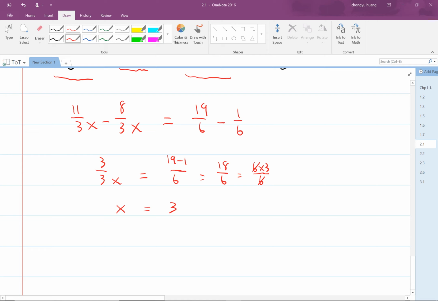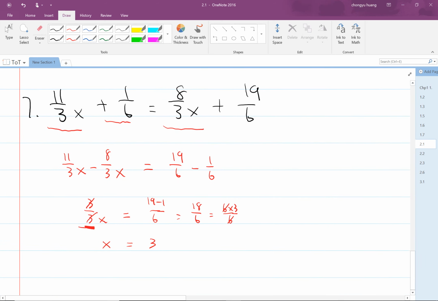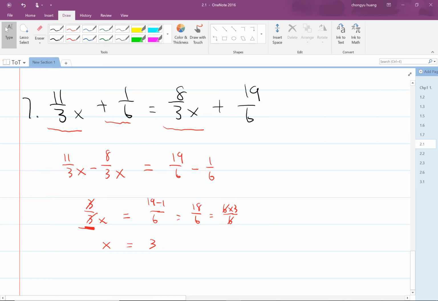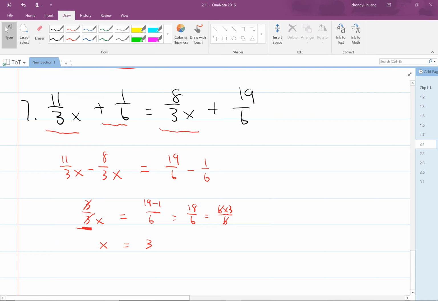And for this part right here, the 3 and 3 are just going to cancel, so it leaves a simple x. So x equals 3. The answer is x equals 3. Okay, this is the fast way. So if you want to do it fast, when you see the question, you already know how you're going to do it.